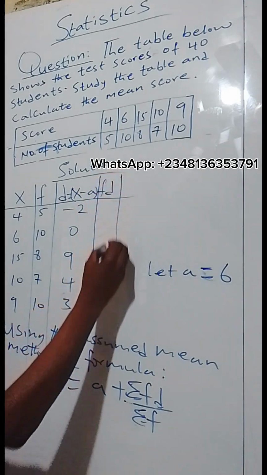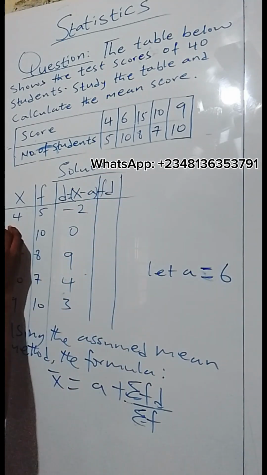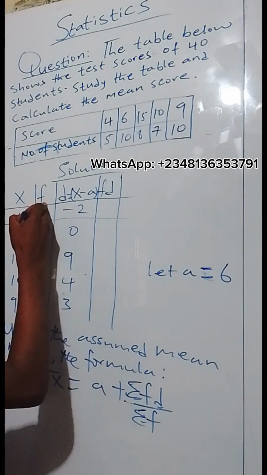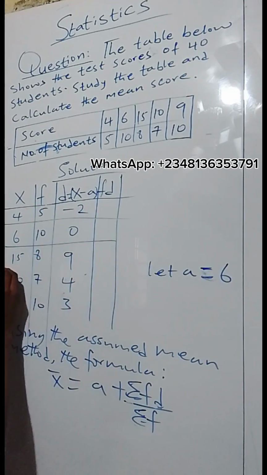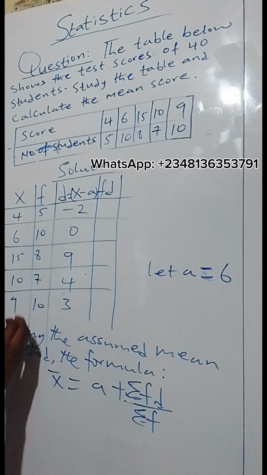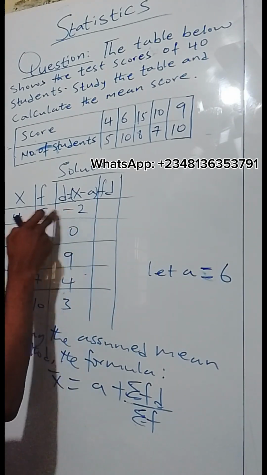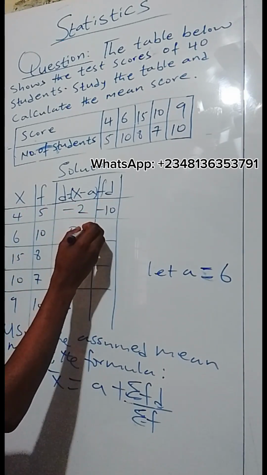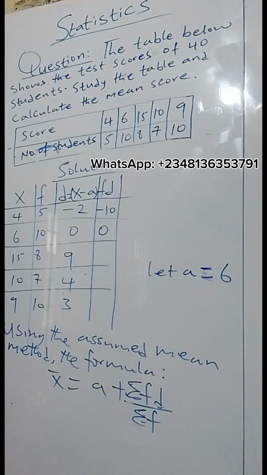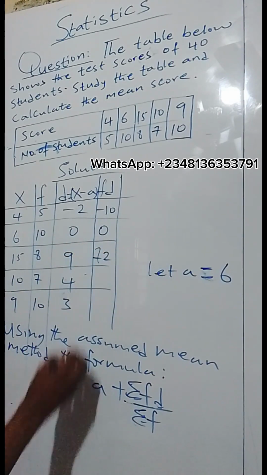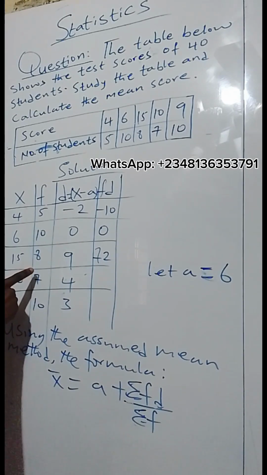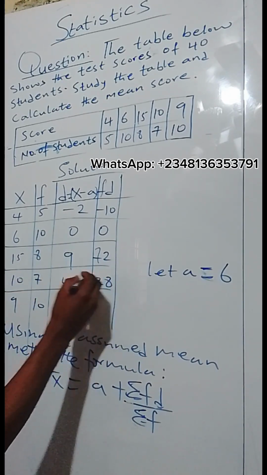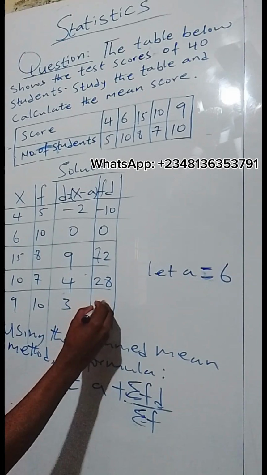The product of f and d. Now, this is my f and this is my d. So let me separate it, so I have f and d. 5 times minus 2, that is minus 10. 10 times 0, that is 0. Then I have 8 times 9. What is 8 times 9 here? 8 times 9 is 72. Then we have 7 times 4, that is 28. Then we have 10 times 3, that is 30.